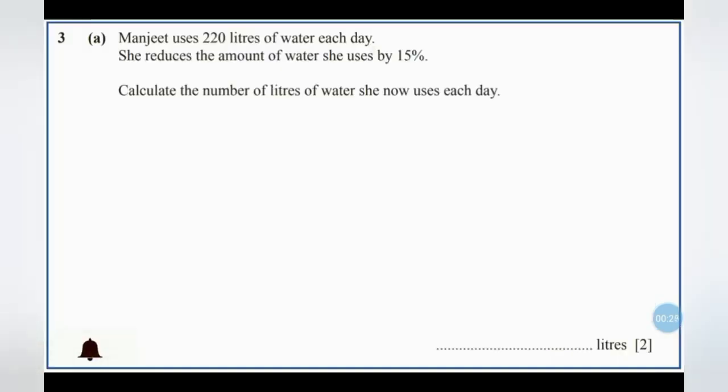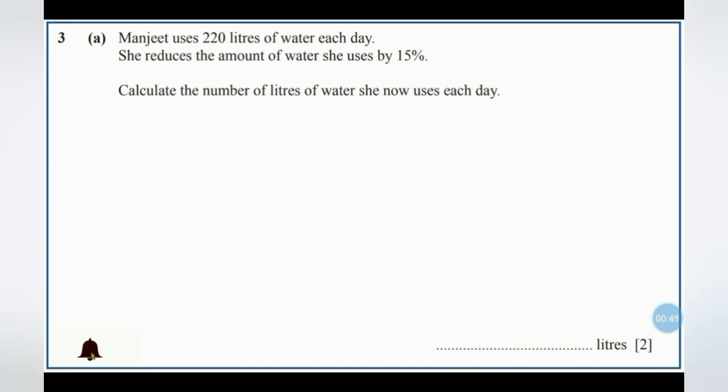Letter A. Manjit uses 220 liters of water each day. She reduces the amount of water she uses by 15%. Calculate the number of liters of water she now uses each day.